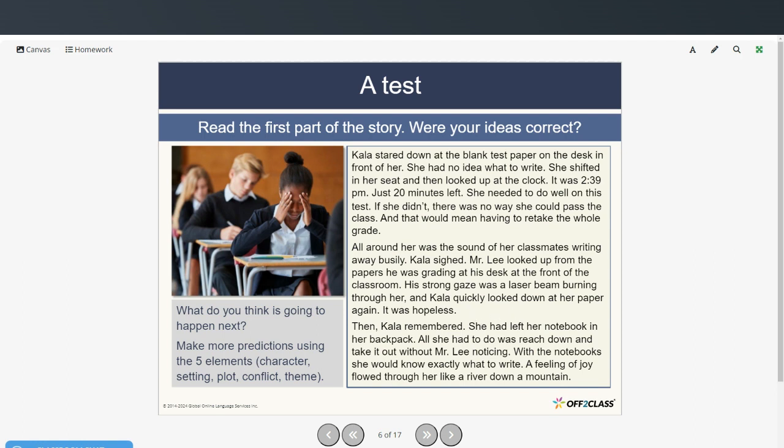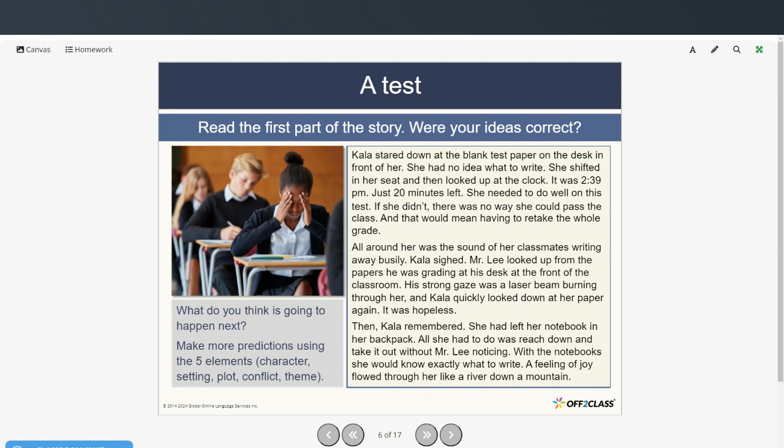It was hopeless. Then Kayla remembered she had left her notebook in her backpack. All she had to do was reach down and take it out without Mr. Lee noticing. With the notebook, she would know exactly what to write. A feeling of joy flowed through her like a river down a mountain.